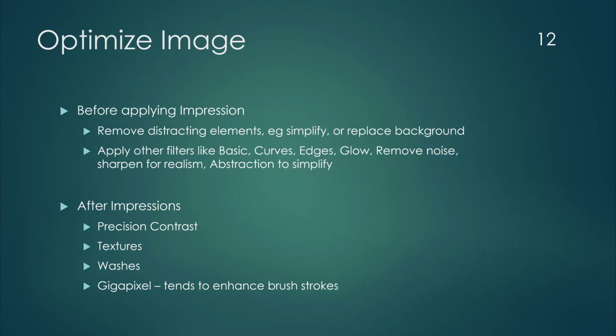Early in the course, I discussed optimizing the image. So before applying Impression, there's a few steps that we've already talked about. And then after Impression, you can optimize the outcome further by applying things like Precision Contrast, curves, Precision Detail, textures, washes, on and on. Glows. Gigapixel also tends to enhance brush strokes, plus it allows you to enlarge your photo further if you need to make a larger print with less chance of artifact.